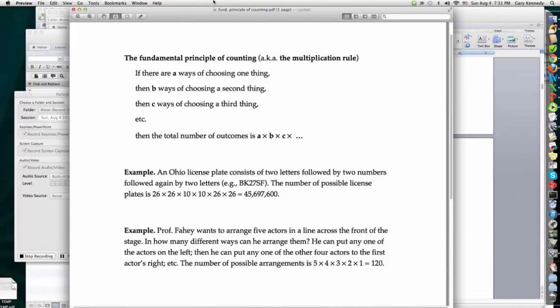He now comes to the center position. Having used 2 of the actors already, there are now 3 possibilities. For the next position, there are 2, and then finally there's a single actor to go in that last position. So the number of possible arrangements of his actors is 5 times 4 times 3 times 2 times 1, which is 120.